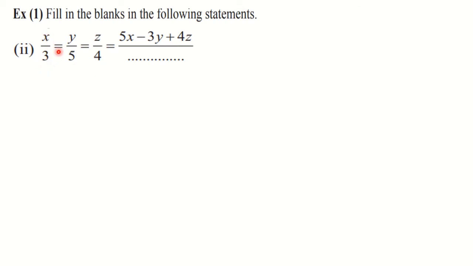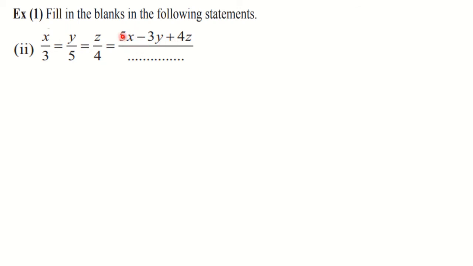x upon 3 is equal to y upon 5 is equal to z upon 4 is equal to (5x minus 3y plus 4z) upon, and here down we have to write down the correct answer. So we have to make use of the theorem on equal ratios here. You can observe that the numerators are added here, but the numerators here and here are different.